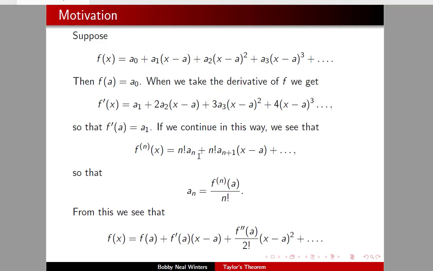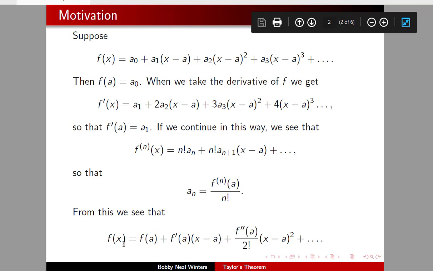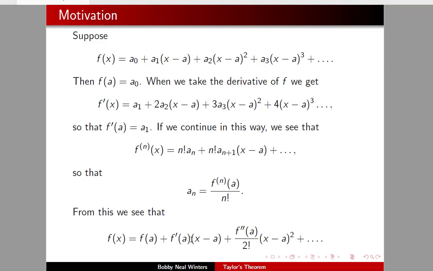If we continue in this way, we can see that the nth derivative of f evaluated at x is n factorial times a n plus (n plus 1) factorial times a n plus 1 times (x minus a), etc. So that when I evaluate at x equal to a and solve, I get that a n is equal to the nth derivative of f evaluated at a over n factorial. And so from this we see that f of x is equal to f of a plus f prime of a times (x minus a) plus f double prime of a over 2 factorial times (x minus a) squared, etc.